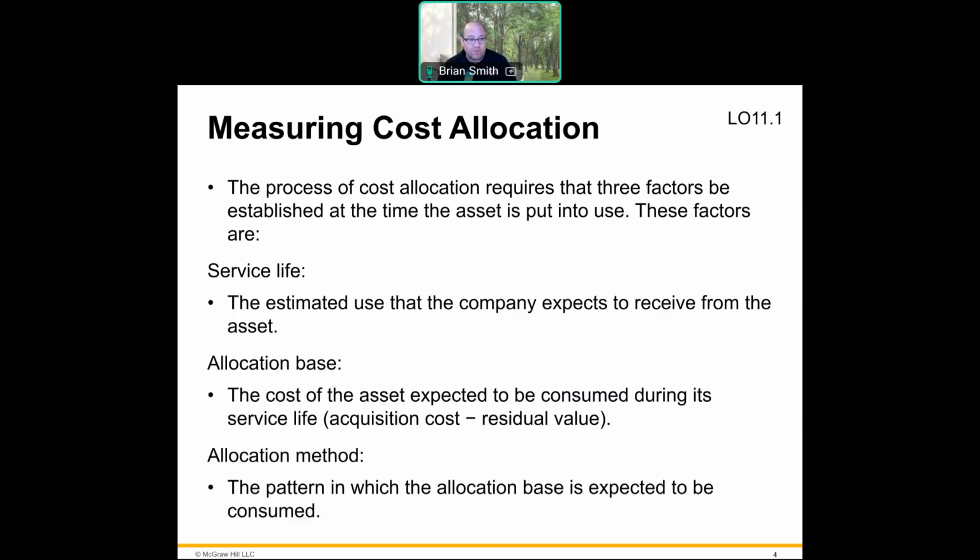What we need is the service life of the asset, and what the allocation base is going to be, whether it's straight line, just years, or whether the allocation base is the acquisition cost minus the residual value. This one uses residual value. You might be familiar with salvage or residual; either one, they're synonyms, meaning the same thing. And then the allocation method, basically the pattern by which we allocate, that's going to be your depreciation, depletion, or amortization method.